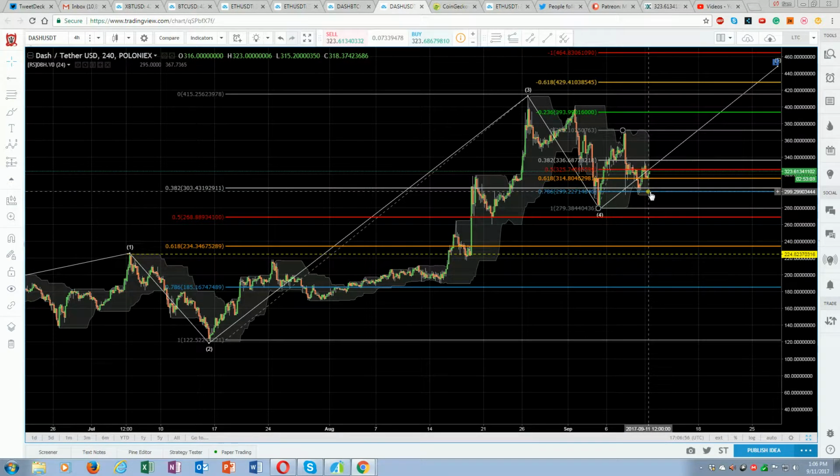And the bears can't get it through. They can't get it through. So this is a reasonable pivot to work from. So let's go down to the 1-hour.